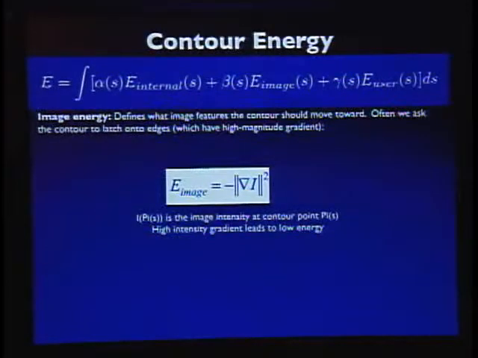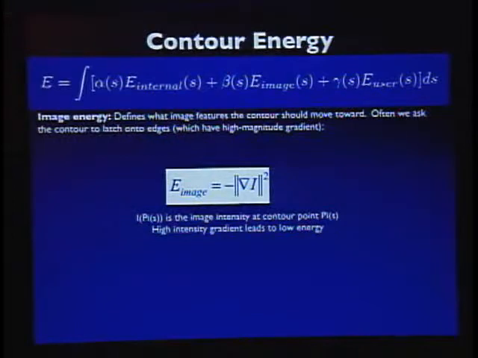The image energy now adds in how you want the contour to relate to the imaging data. This is how you can mathematically define the fact that you want the boundary to be the boundary between a light region and a dark region, or between a red region and a blue region, or between a plaid region and a polka dot region, for example.